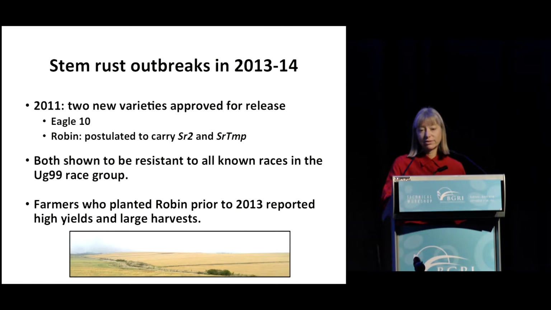The stem rust outbreaks that occurred in Kenya in 2013 and 2014 occurred on varieties that had previously been resistant in the field. And prior to that, in 2011, 2 new varieties were approved for release in Kenya, Eagle 10 and the cultivar Robin. Robin is postulated to carry Sr2 and SrTmp. Both Eagle and Robin had been shown to be resistant to all known races in the UG99 race group. And farmers who planted Robin reported very high yields and large harvests before 2013.